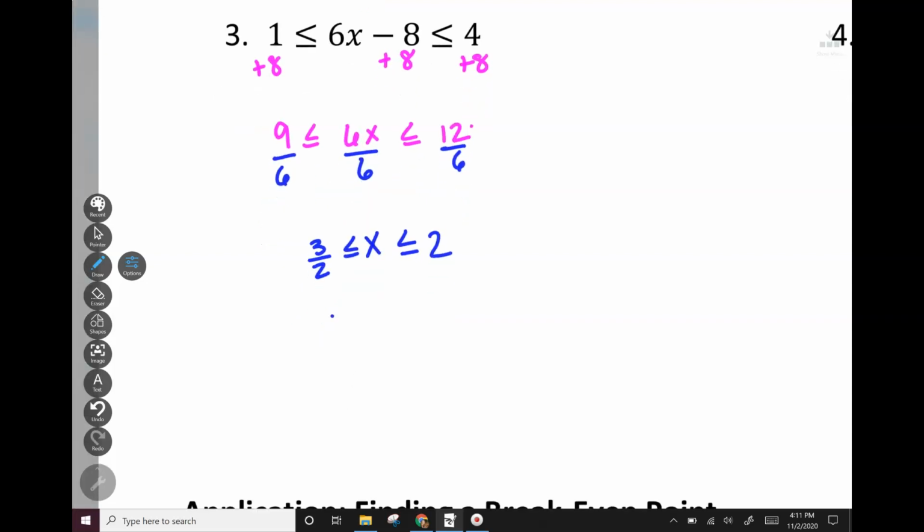Okay, so putting that in interval notation is just going to be square bracket 3 over 2, comma 2, square bracket. And then on a number line, I'll have my 3/2, my 2. X is greater than or equal to 3/2. So closed circle, shading to the right. And less than or equal to 2. Okay.